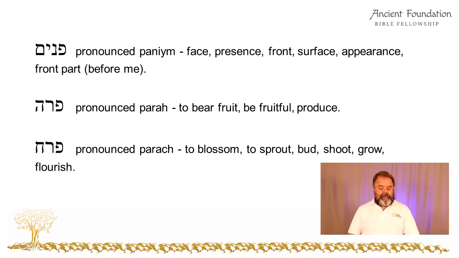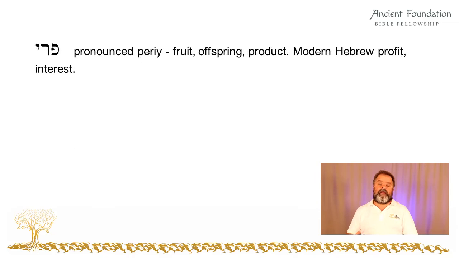Another word that starts with the letter Pei is pronounced peri, and this is the fruit, offspring, and product. In modern Hebrew, it means profit and interest, as in charging interest.